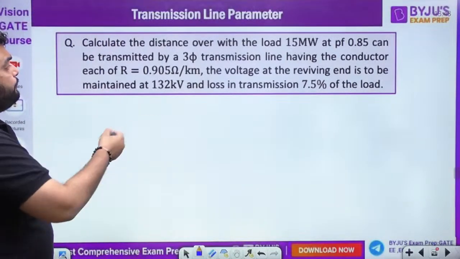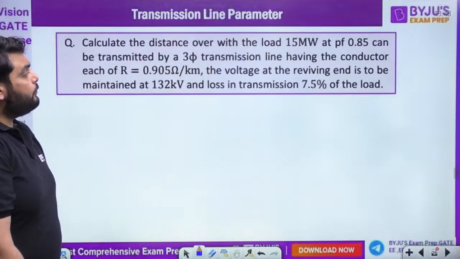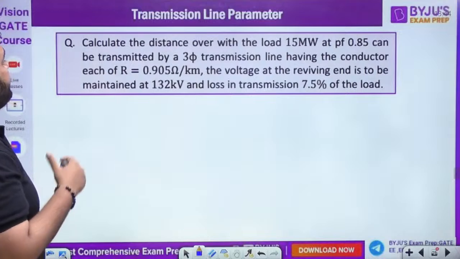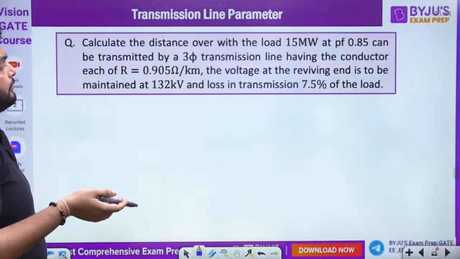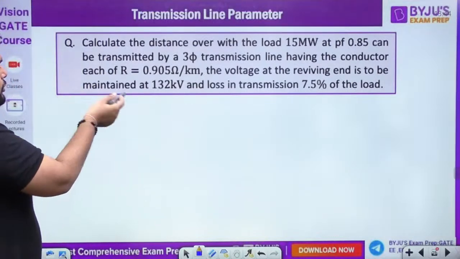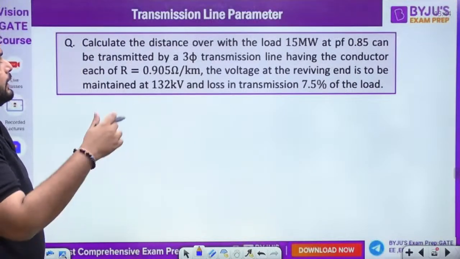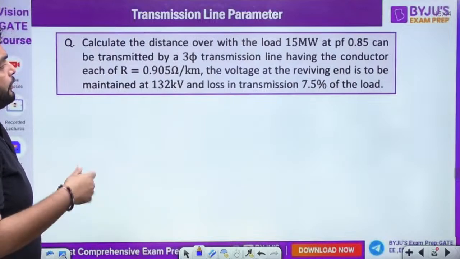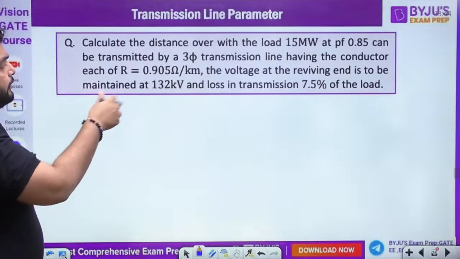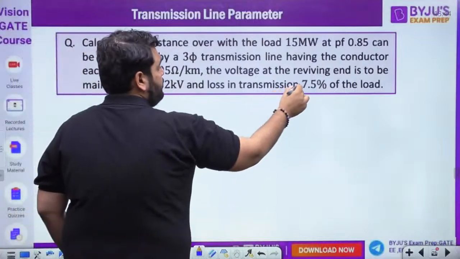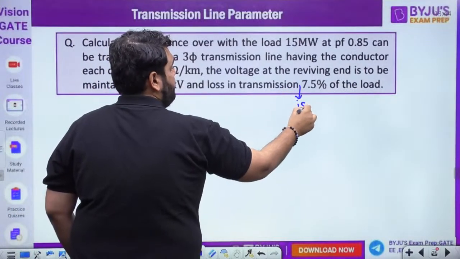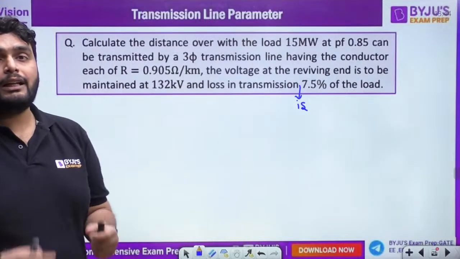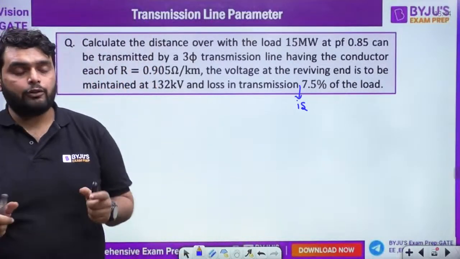Read the question carefully. Calculate the distance over which a load of 15 megawatt at power factor of 0.85 can be transmitted by a 3-phase transmission line having conductors each of radius this much per kilometer. The voltage at the receiving end is to be maintained at 132 kV. Then the losses in transmission is 7.5% of the load. So we have to calculate the distance, means we have to calculate the length of a line.